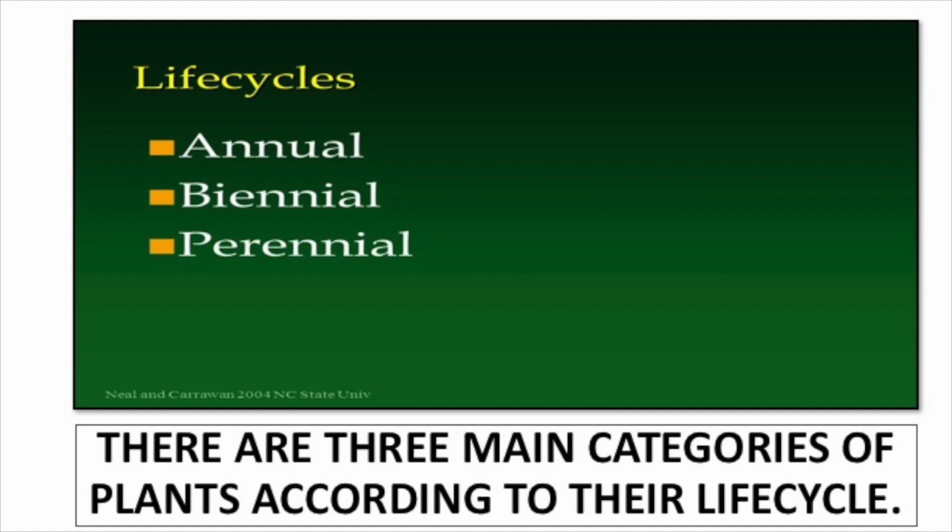And this is what we call life cycles. So we can say there are 3 main categories of plants according to their life cycle. Yes, and life cycle is a term we use to suggest how long something lives for. Like a human life cycle, how long we live for, maybe around 80 or 90 years. But a plant life cycle, a lot shorter.